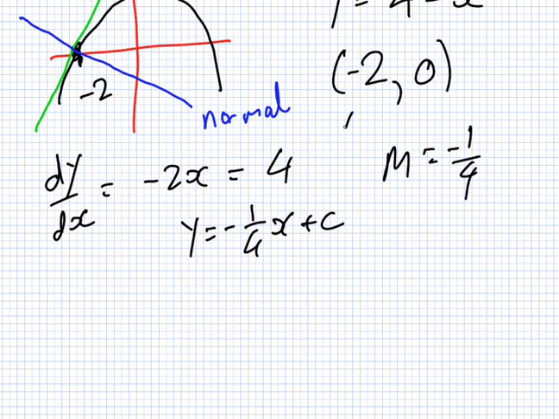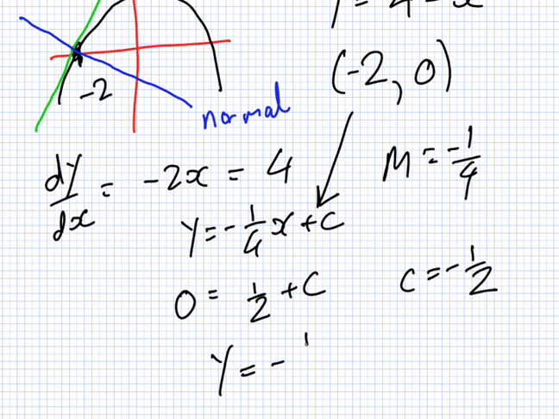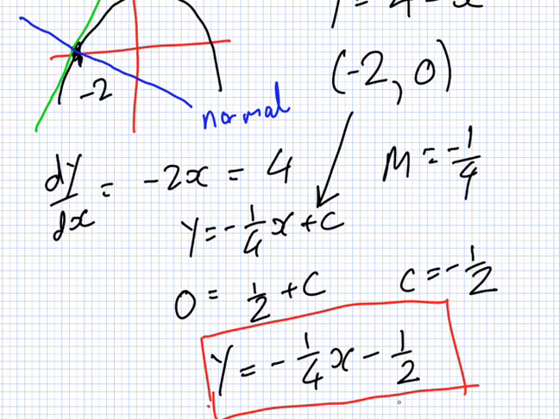So we have y equals mx plus c. We put our point in to get the c. 0 equals a half plus c. So c equals -1/2. So y equals -1/4 x -1/2. Why is it equal to -1/4? Because it's perpendicular. Correct. Yep.